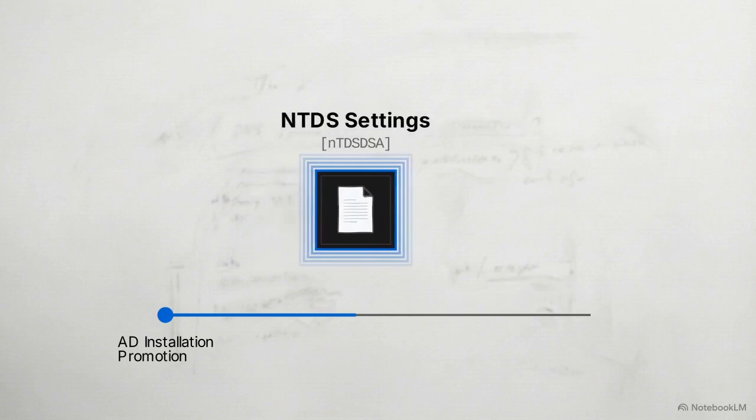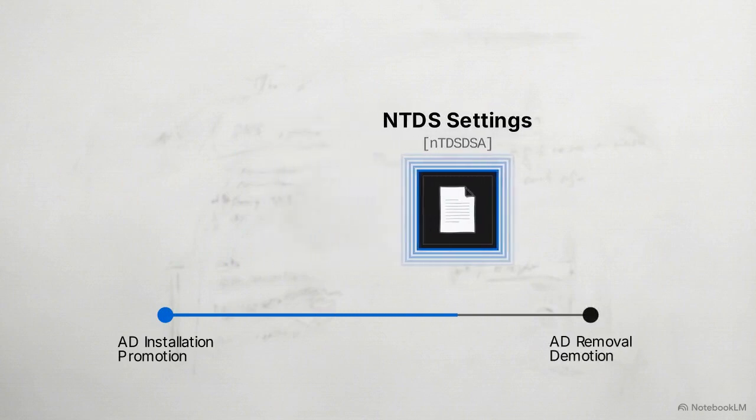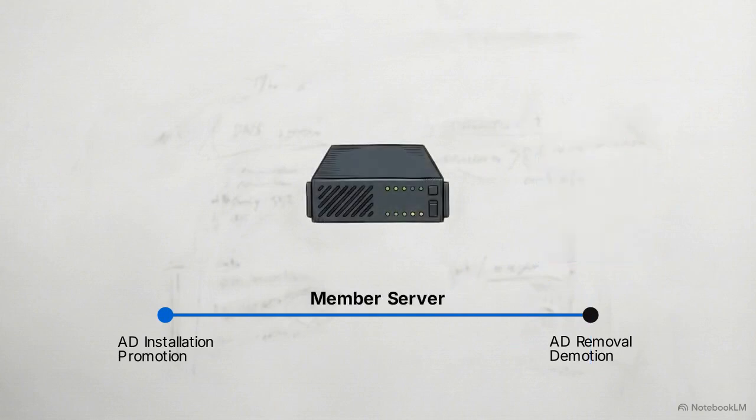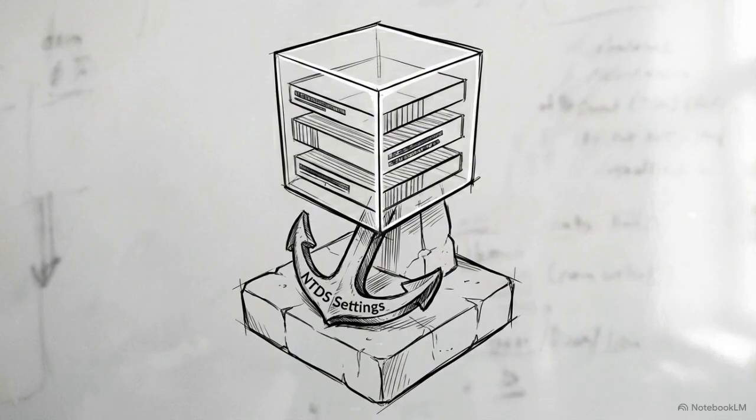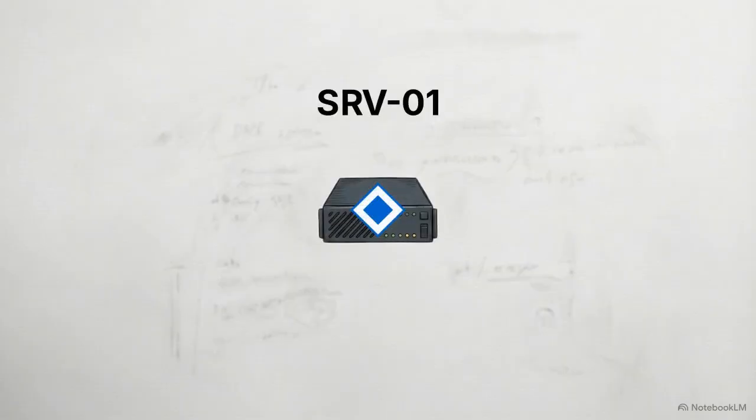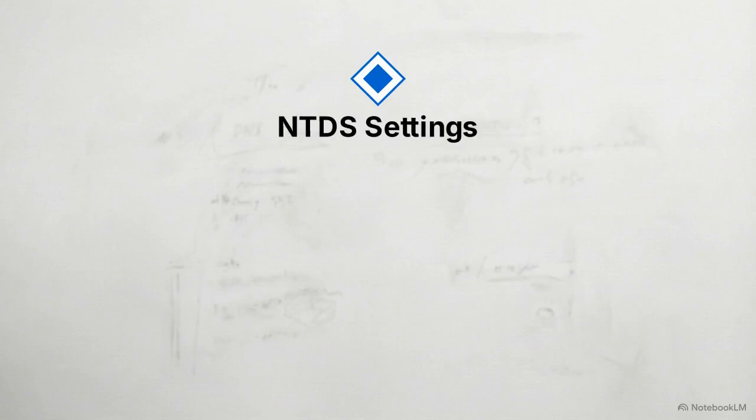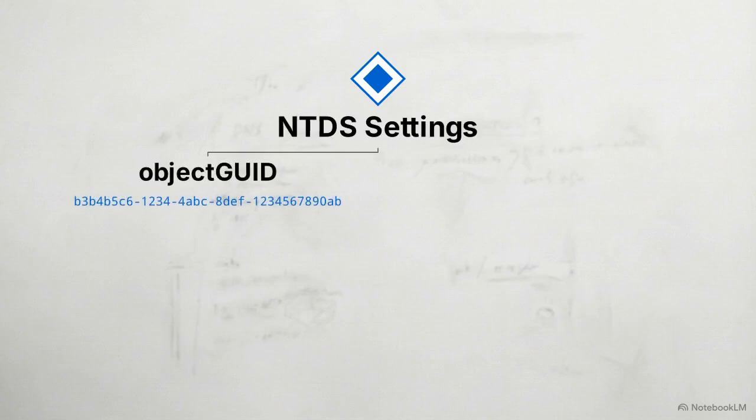It remains active for the entire lifespan of the server's role. It is only destroyed if Active Directory is completely removed to demote the machine back to a member server. The NTDS settings object is the permanent bedrock anchor for the server's directory role. It remains constant, completely independent of whatever the physical server happens to be named. Attached directly to this NTDS settings object is an attribute called the object GUID. This string is the immutable DSA identifier. It uniquely identifies the domain controller and serves as the absolute target for any partner attempting to initiate replication.